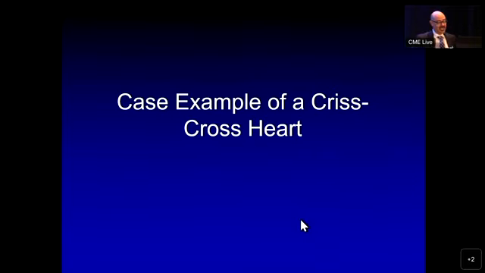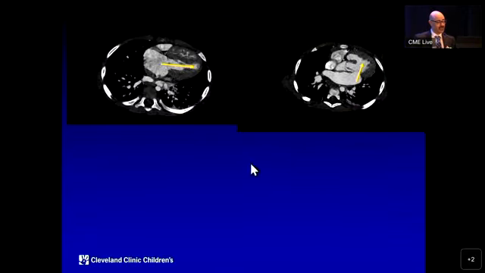So this is an example of something I learned from a recent case. This is also a fetal case of mine, which was a criss-cross heart. I'm not going to show all the fascinating imaging on this patient, but I'll show you some highlights from the CT scan, and I'll show you what took me by surprise in this case.